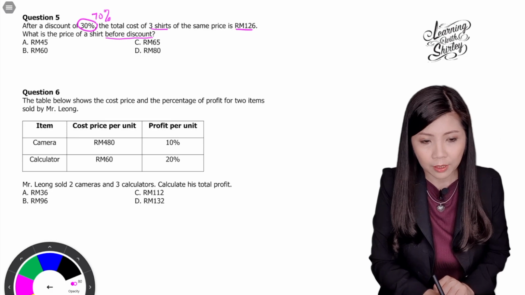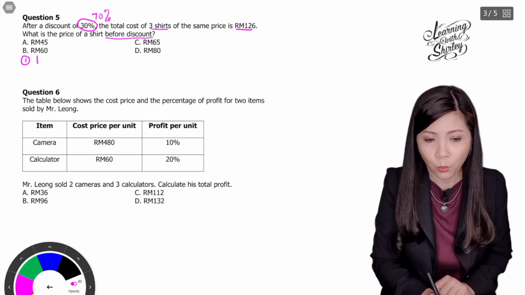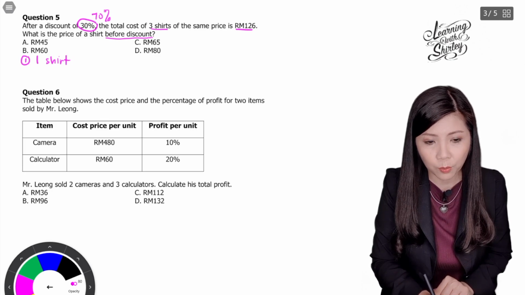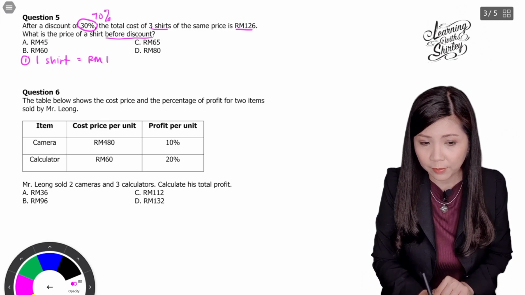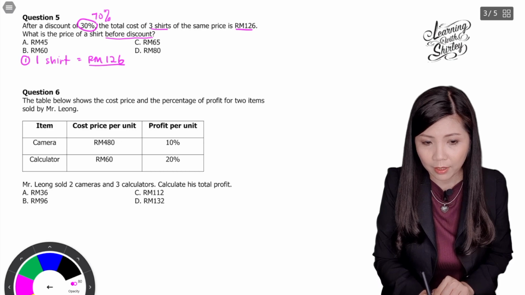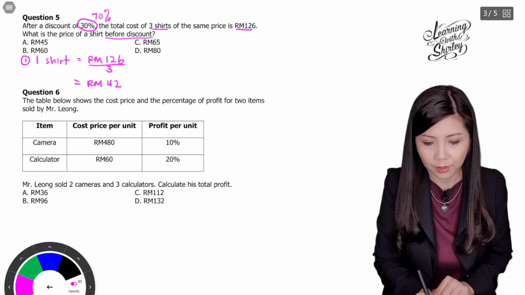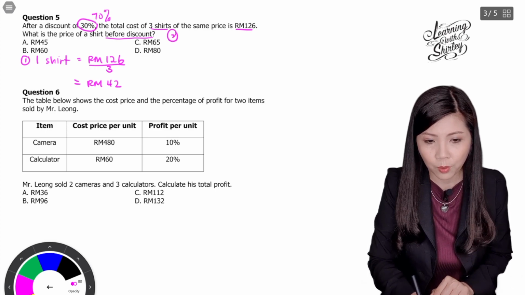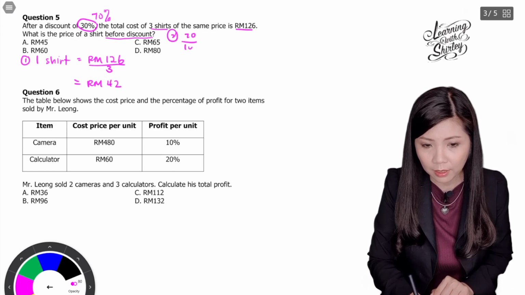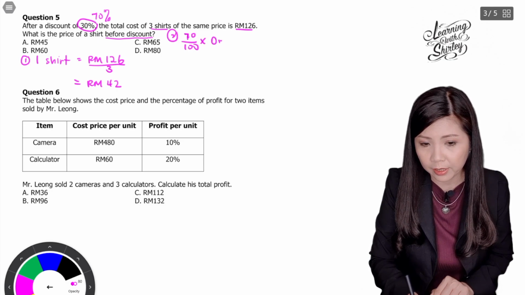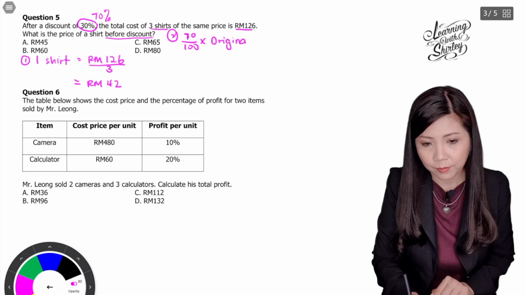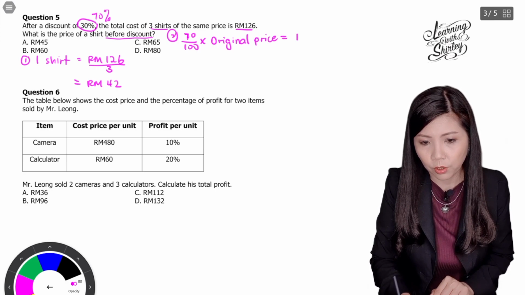So there are 2 steps here. The first step is I'm going to find the price for 1 shirt. So the price of 1 shirt will be 126 divided by 3. So we get 42 ringgit for 1 shirt. Next, step 2 will be I'm going to use 70%. This is 7 over 10 times the original price, and it equals 42 ringgit.